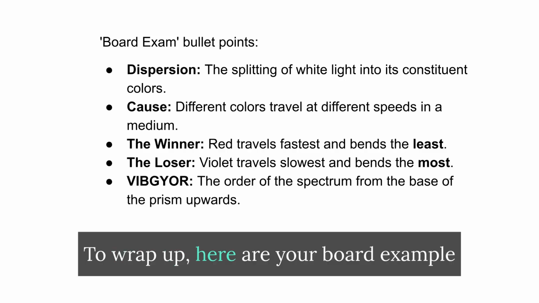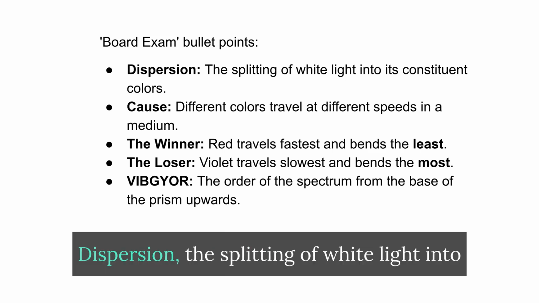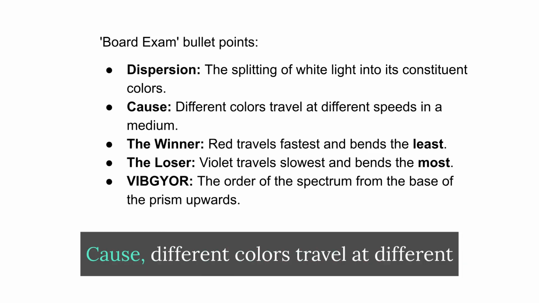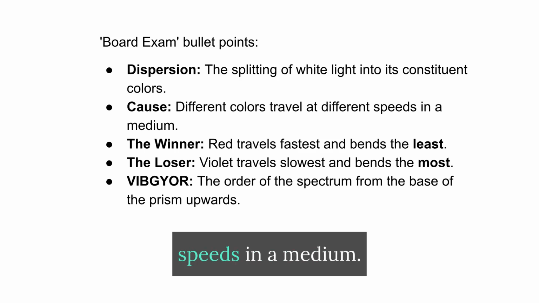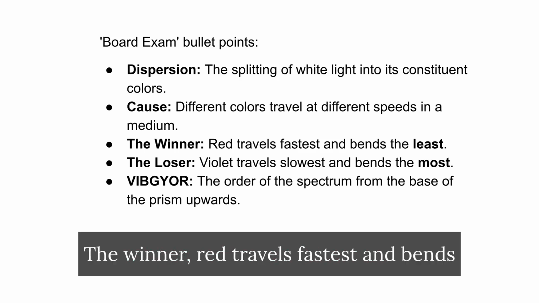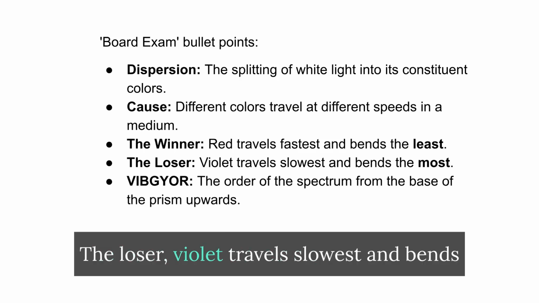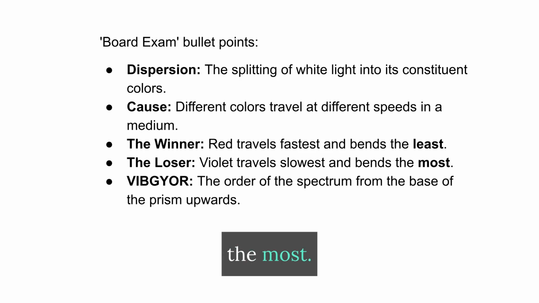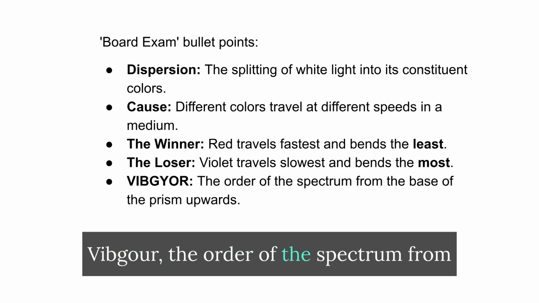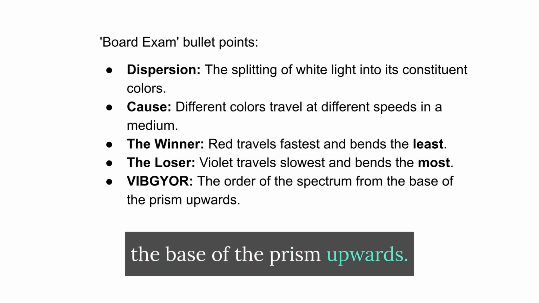To wrap up, here are your board exam bullet points. Dispersion, the splitting of white light into its constituent colors. Cause, different colors travel at different speeds in a medium. The winner, red travels fastest and bends the least. The loser, violet travels slowest and bends the most. VIBGYOR, the order of the spectrum from the base of the prism upwards.